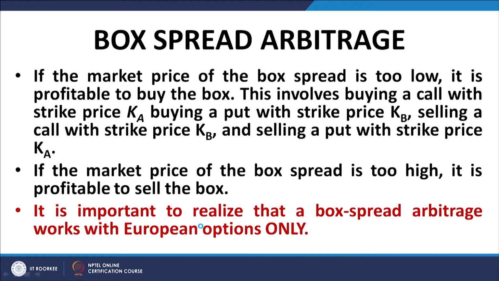And if the market price is too high, simply invert this strategy. Instead of taking a long call at A and a long put at Y, you take a short call at A and a short put at Y, and the other two options would be long options. So, that is how you can do arbitrage if the box spread is not priced according to the risk free rate. Now, we come to the horizontal spread.